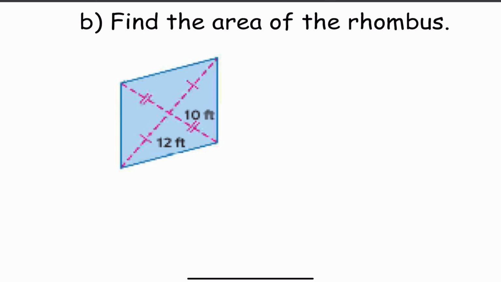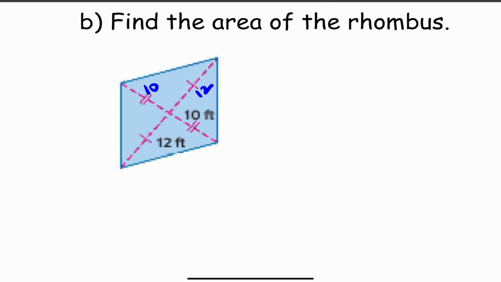This is a rhombus, but note that in order for you to find the area, you have to know this whole diagonal and this whole diagonal. But as you can see, we have a tick mark here and a tick mark here. So that means that this segment and this segment are congruent to each other. So I can go ahead and put 12 here. And this segment is congruent to that segment, so I'll put 10 there.